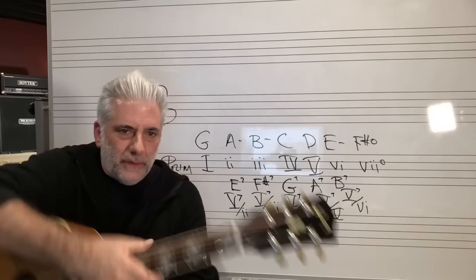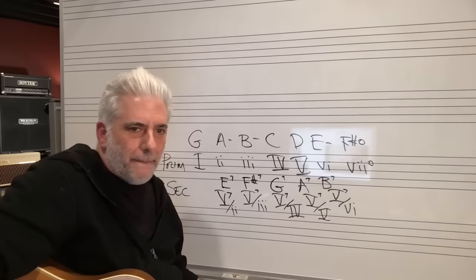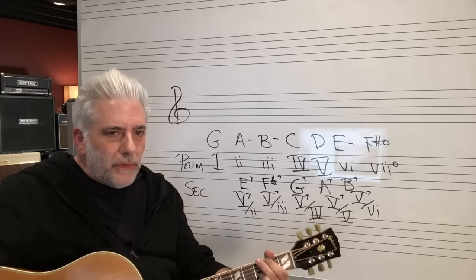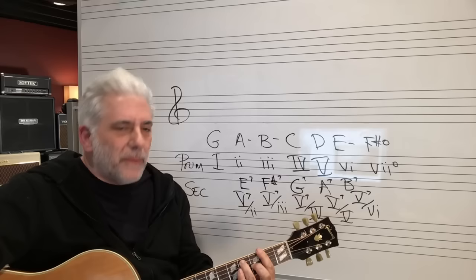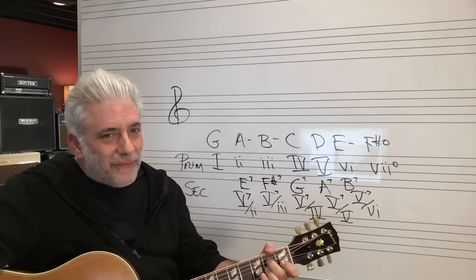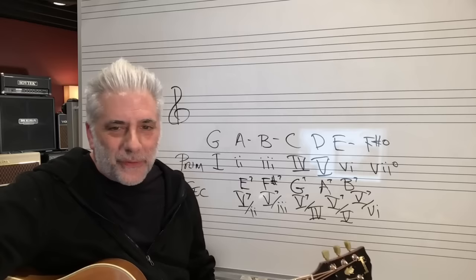So in the key of G, you've got G major to E7 to A minor to F sharp 7 to B minor to G7 to C to A7 to D to B7 to E minor. Sounds like I'm doing a Simon and Garfunkel song every time I do that.